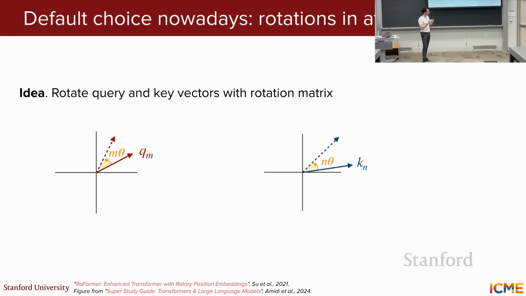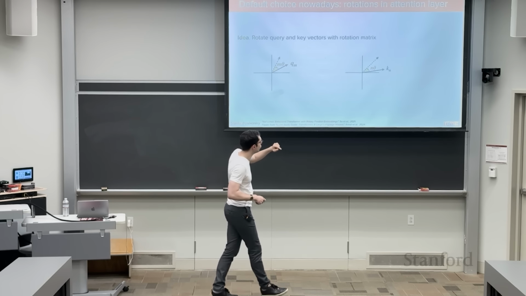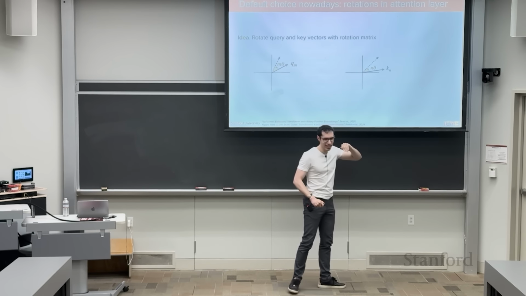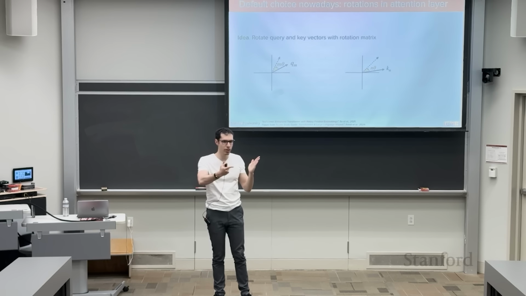So this method relies on rotating the query and the key vector by some angle. You can think of it as, you have your query and your key, let's suppose in the 2D space. What you're going to do is rotate your query by some angle that is a function of its position m, and rotate the key vector by some angle that is a function of its position n.